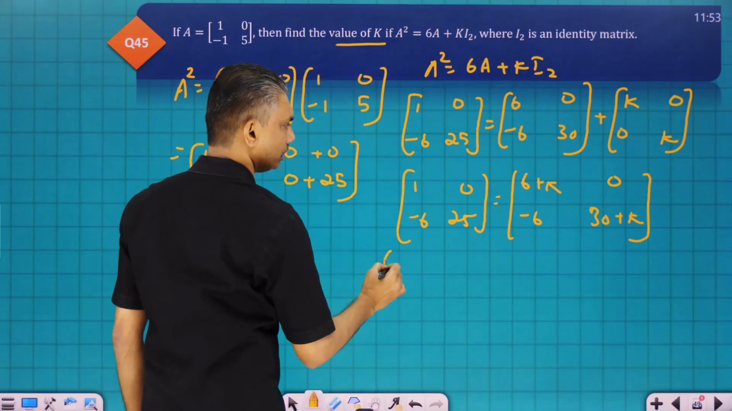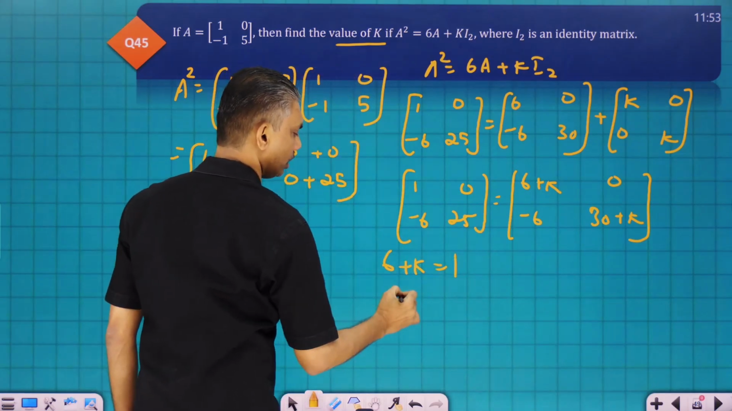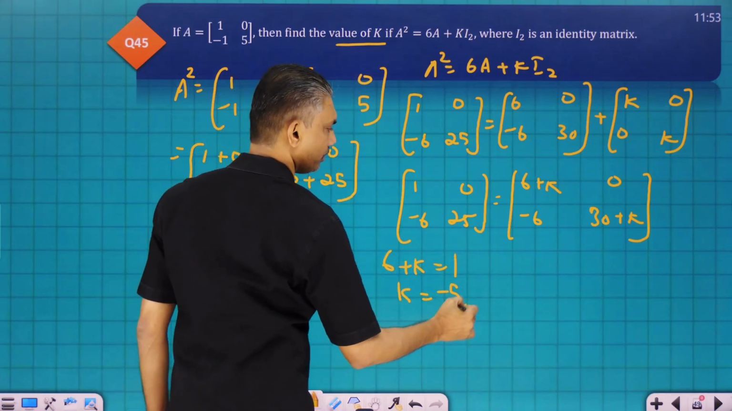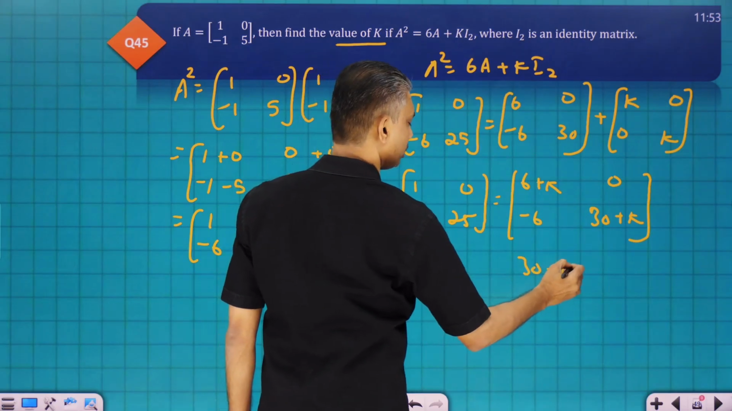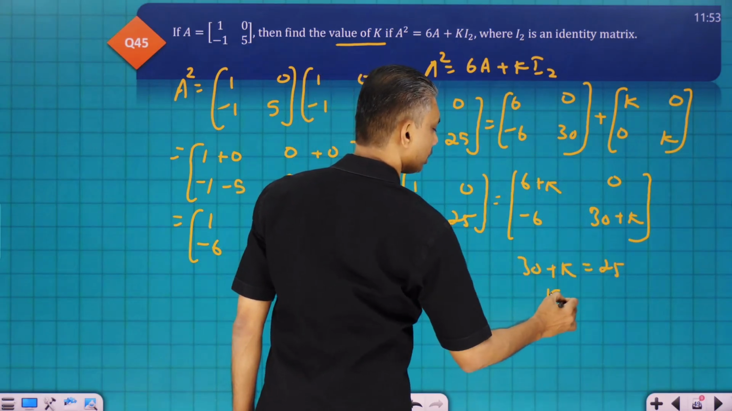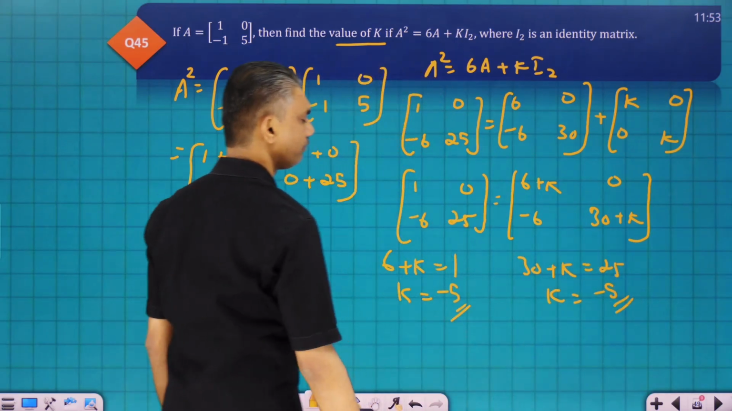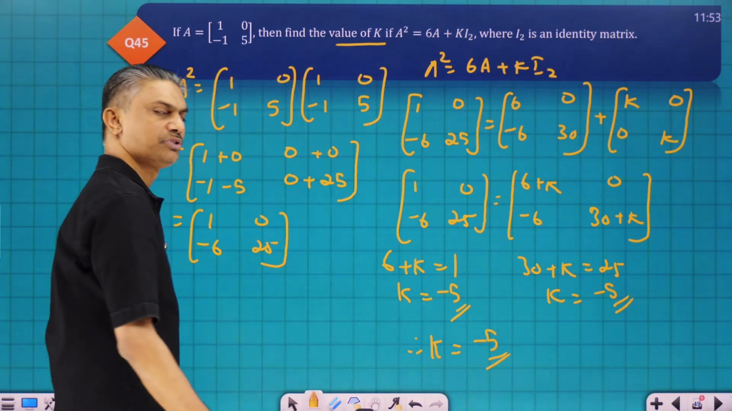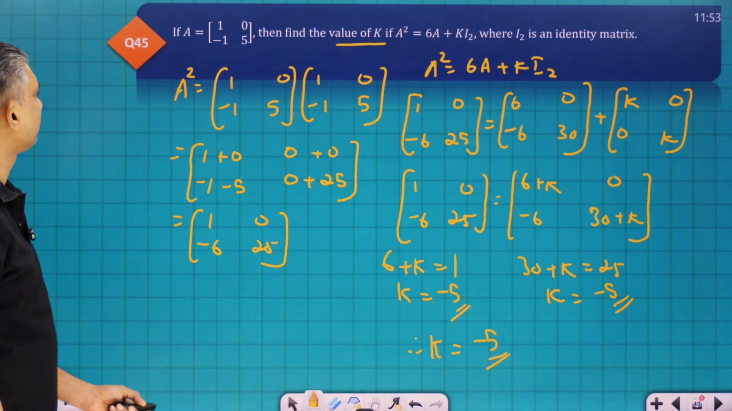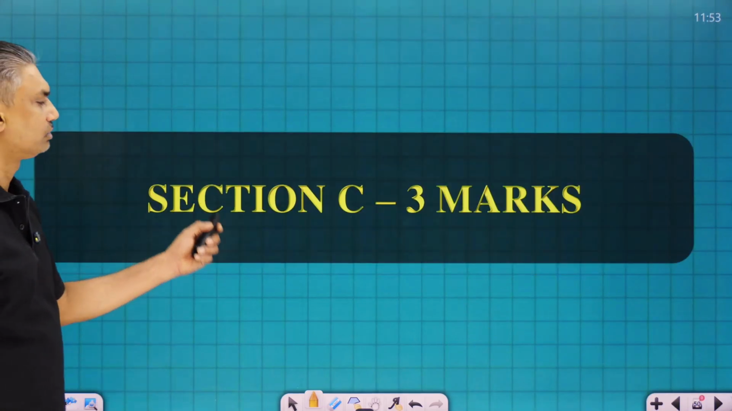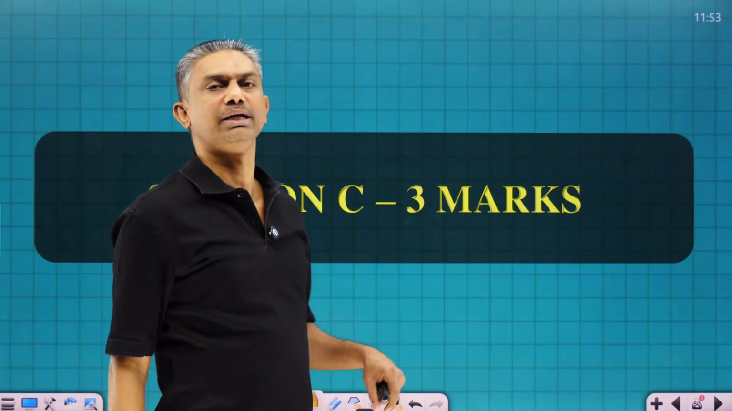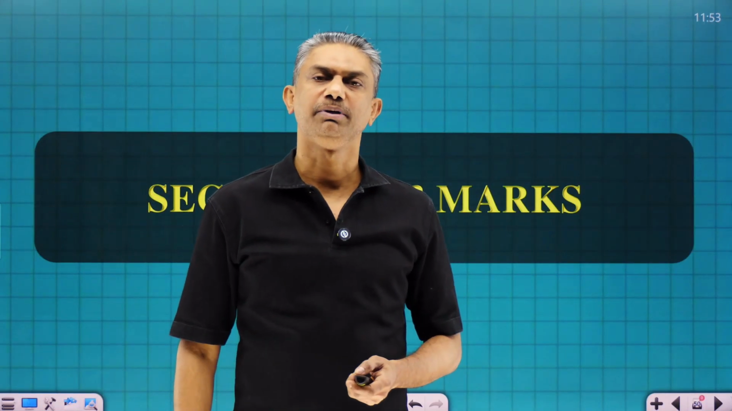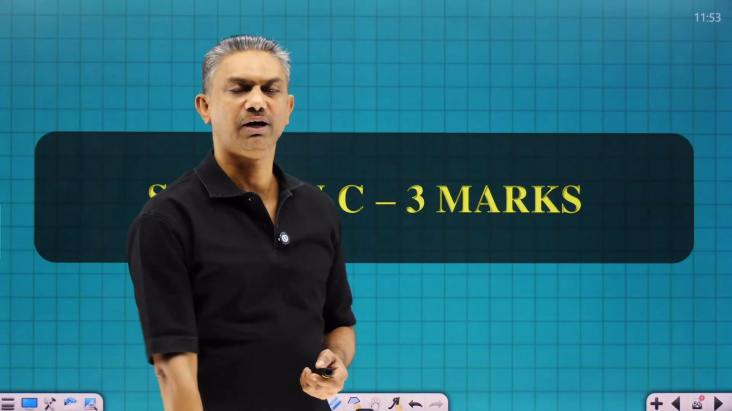So you can equate any one. That is 6 plus k is equal to 1, or k is equal to minus 5. If you take 30 plus k is equal to 25, k is equal to minus 5. So what is the value of k? Therefore, k is equal to minus 5. So a very simple question. Now the 2-mark questions are completed in the PYQs of 2025.